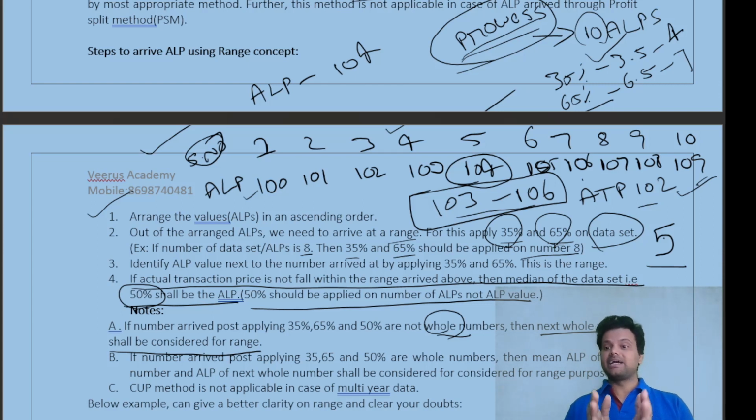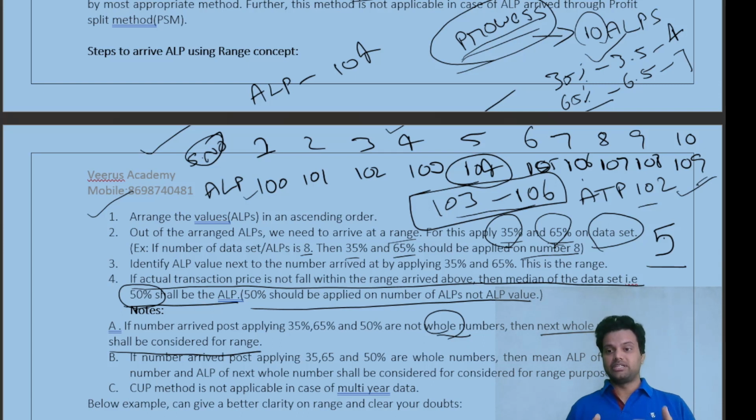Then you need to find out the average range. For that, you will apply 35 and 65 on the total number of data sets. You will get a data range. If the actual transaction price of the associated enterprise given in the question falls within the range, then you need not go further. Whatever transaction price is there, that is the ALP.